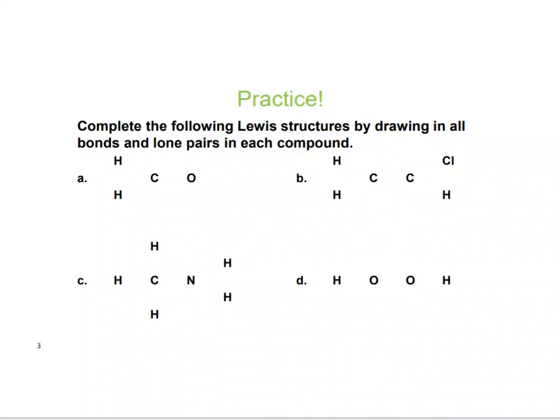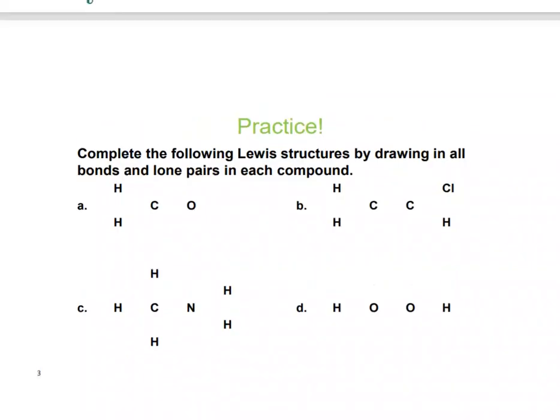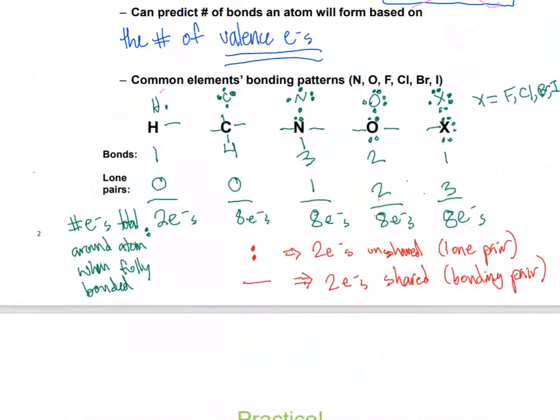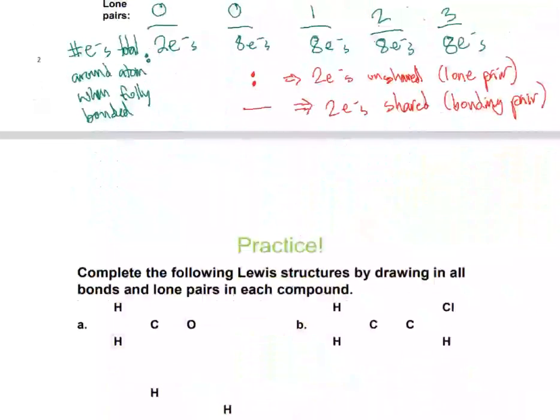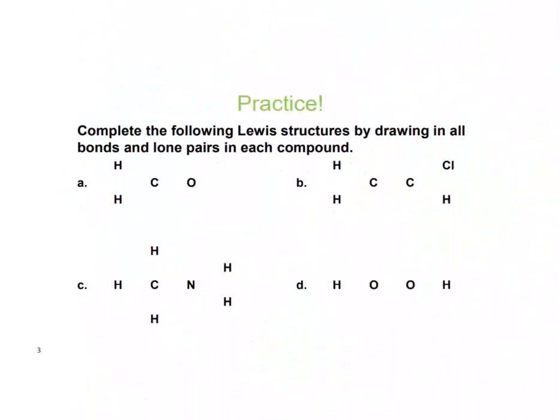Complete the following Lewis structures by drawing in all of the bonds and the lone pairs in each compound. Before you do that, what you need to remember is these common bonding patterns. When you're drawing a Lewis structure, if you see a hydrogen in there, that hydrogen has to have 1 bond and no lone pairs. If you see a carbon, it has to have 4 bonds and no lone pairs. If you see an oxygen, it has to have 2 bonds and 2 lone pairs. So you're going to use those common bonding patterns for figuring these out.